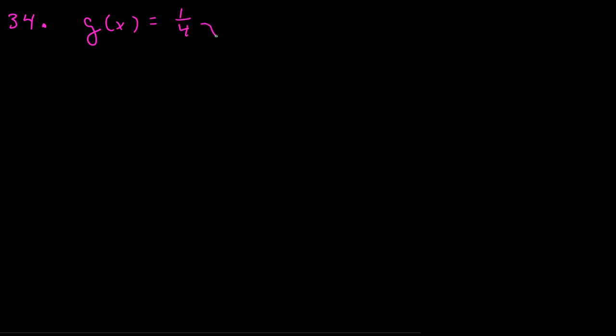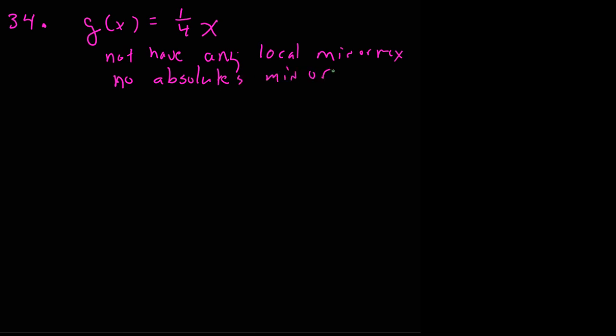1/4 x. Now, what I want to identify as I'm doing this is that this function is linear. And so a linear function will not have any local mins or max, no extrema, and it won't have any absolutes. Right? We should be learning that lines do this, but we want to use our graphing software to show that for us. So no absolute min or max.